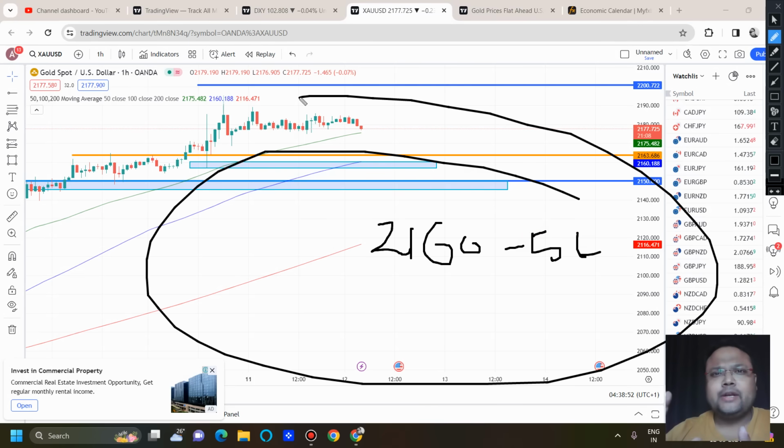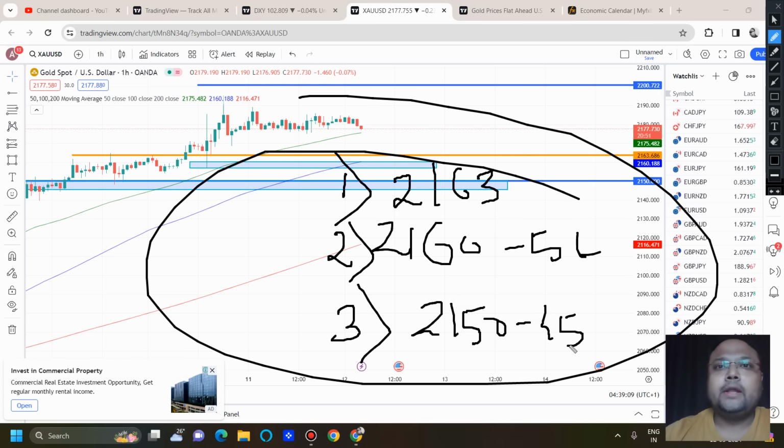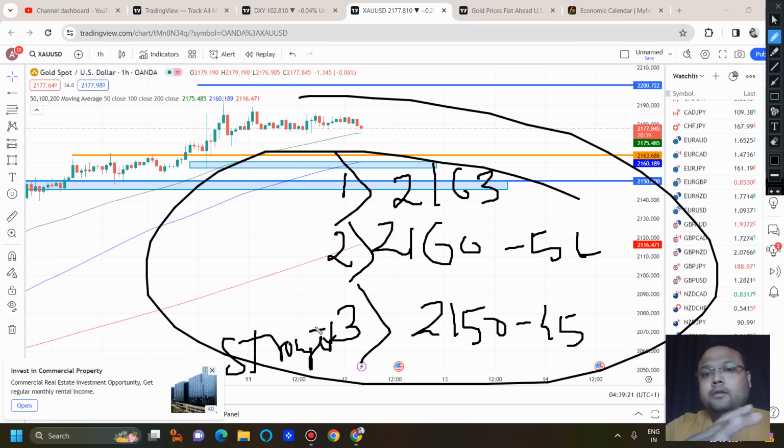So you must be confused right now. Let me write it down. First of all, you have a support around 2163. This is your first support, this is your second support, and this is your third support, 2150 to 2145. These are the three support levels where you can look for a buy, and 2150 is the strongest. But at the time of news, when the news will be dominating the market, only go with the trend, not with the levels. So 2150, 2145 is the strongest support.